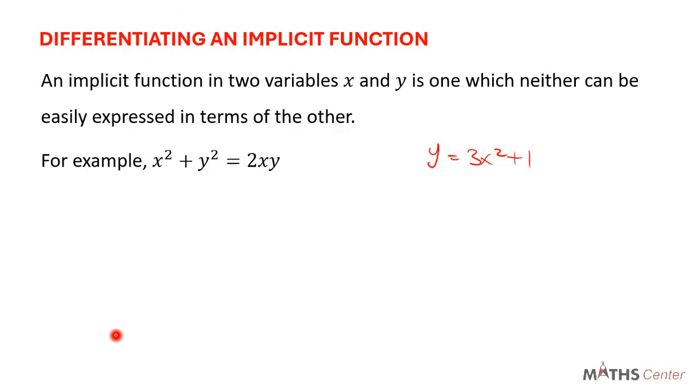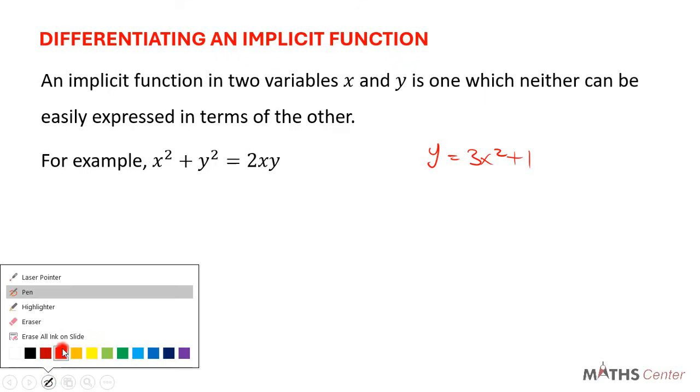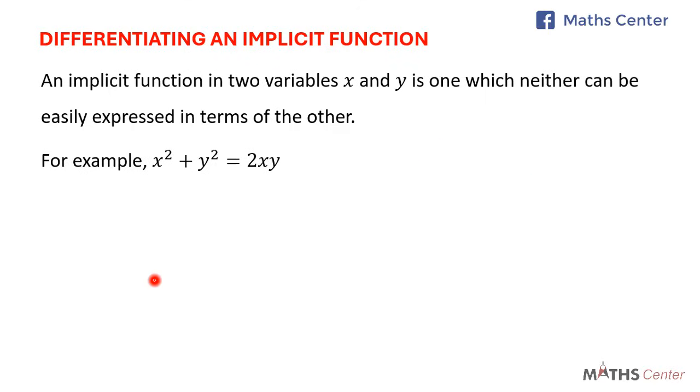But we have some functions that expressing one variable as the subject of the equation, or expressing one variable in terms of the other, is quite tedious. You can't do that easily. Such examples are known as implicit functions. An example is what we have here. We have x squared plus y squared is equal to 2xy. We are going to learn how to differentiate a function like this when you meet one.